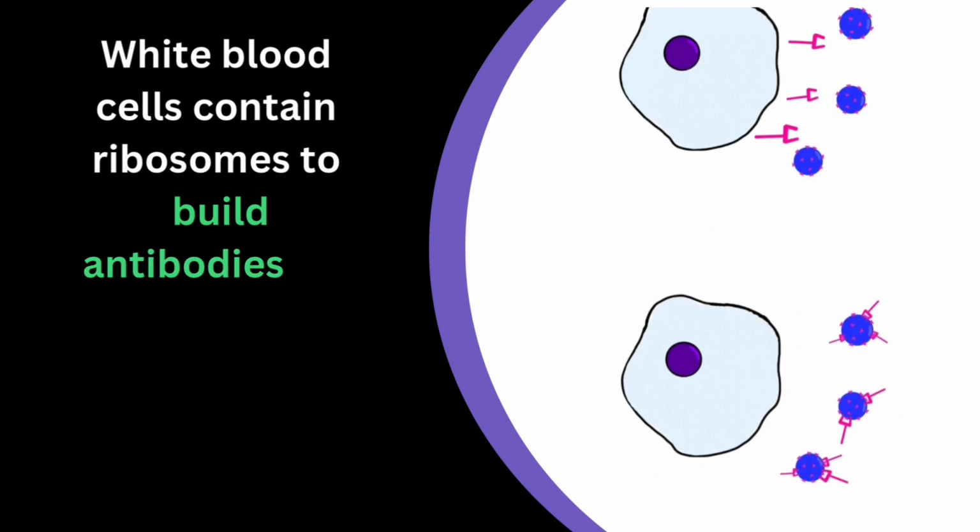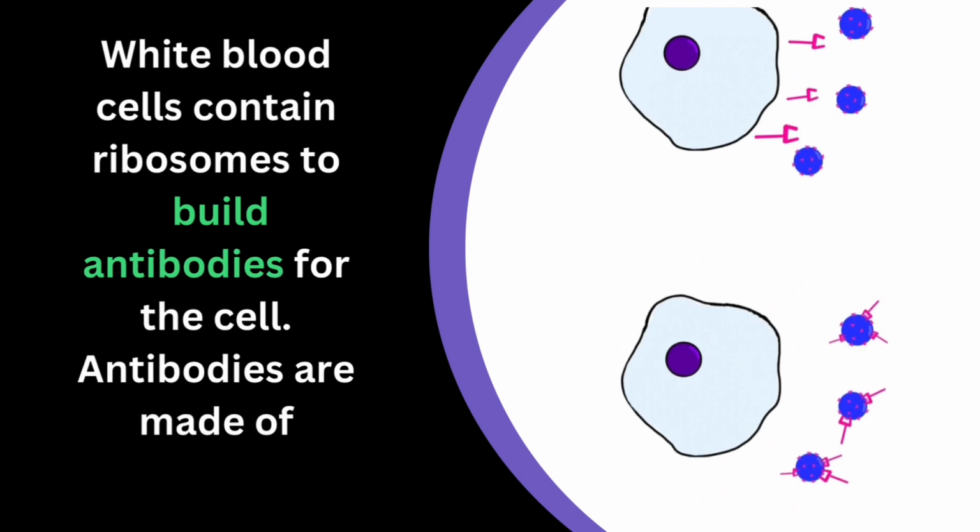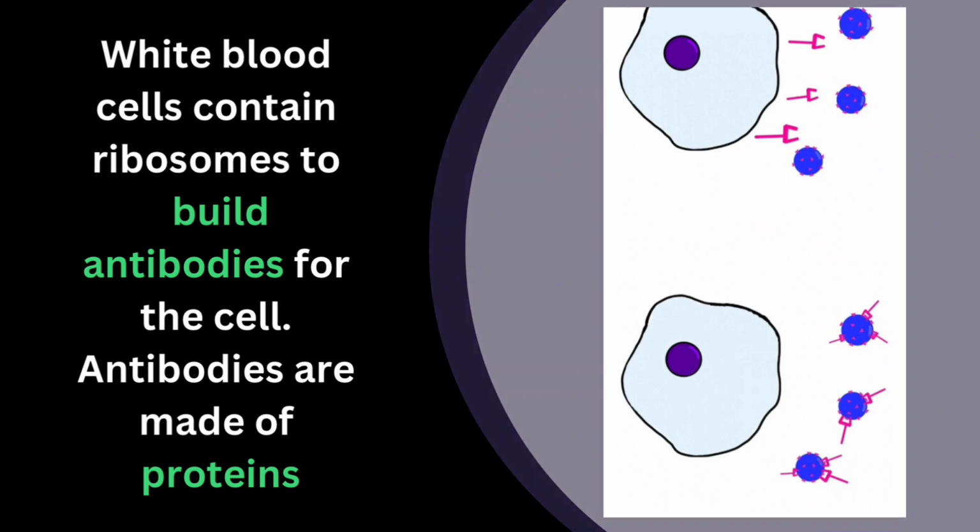And they're building antibodies for the cell. And you need to say that antibodies are made of protein. So that's a key line that you can memorise for your exam. If you've mentioned amino acids and protein synthesis, that's even better. I just couldn't fit them all in.